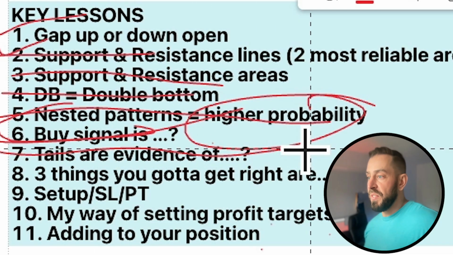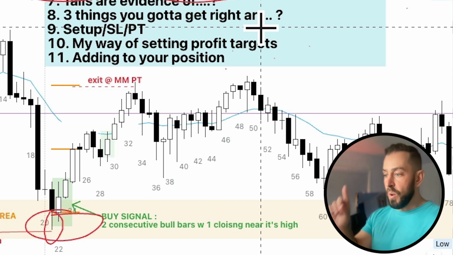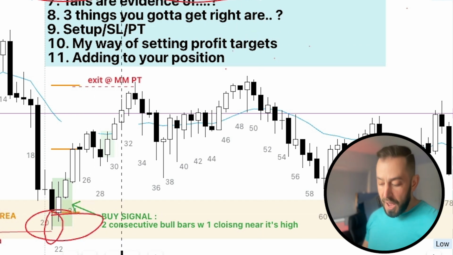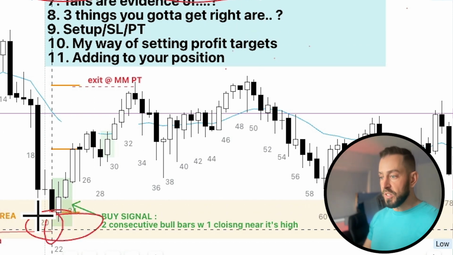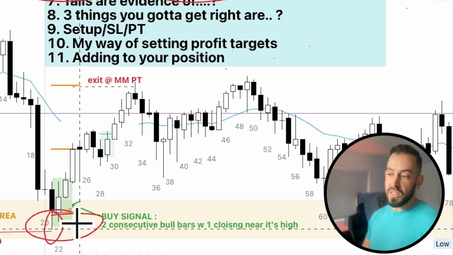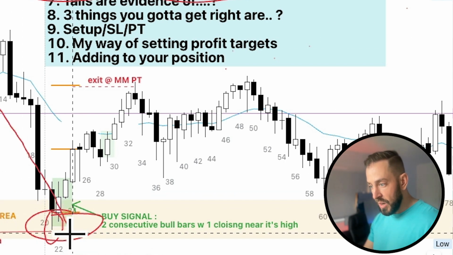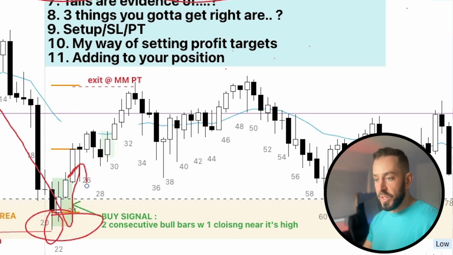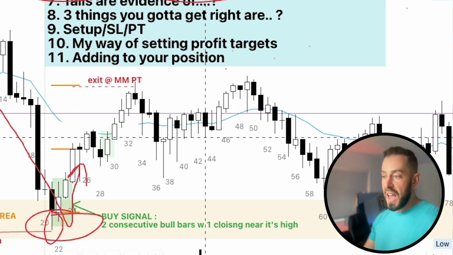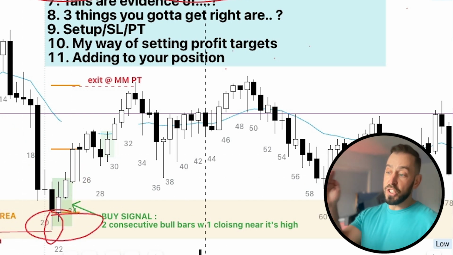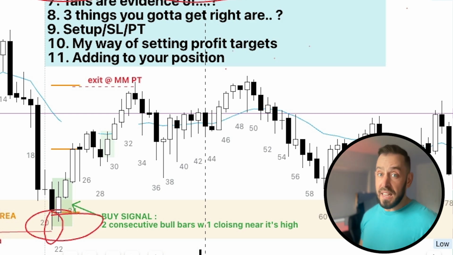Number 7 here, we've got tails, or evidence of what? Now, what we notice is that on the bottom here of these candles, we have tails. And what that tells us is that there was buying down here. That means that as soon as the price came into this zone, we bounced out of that zone, which is exactly what happened here. So that is more evidence showing us that a move up here is probable.